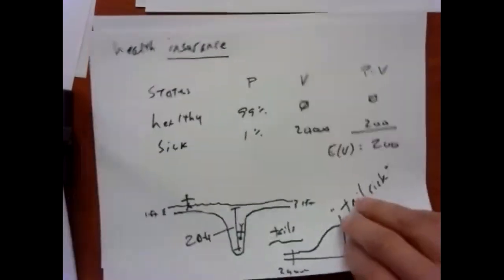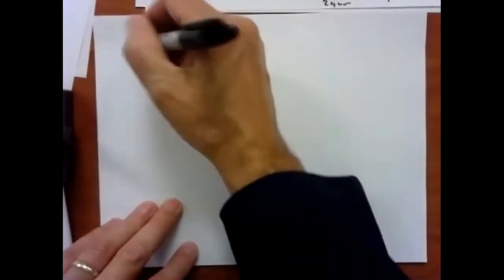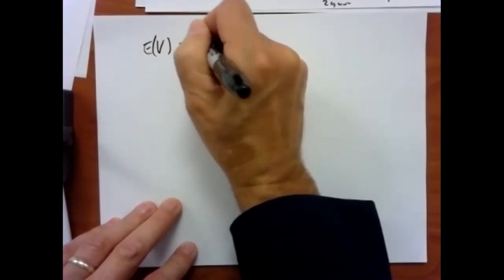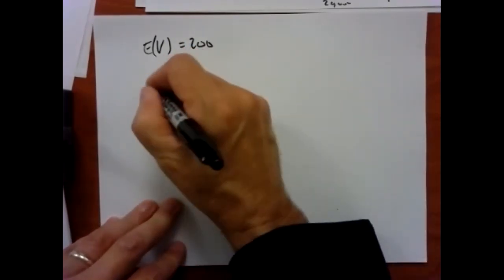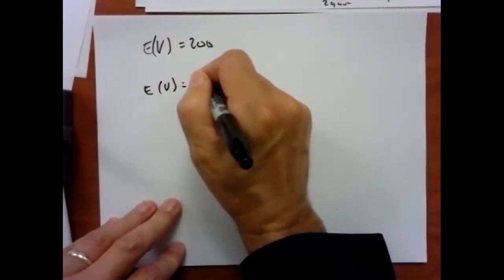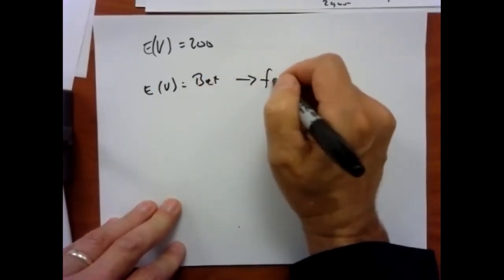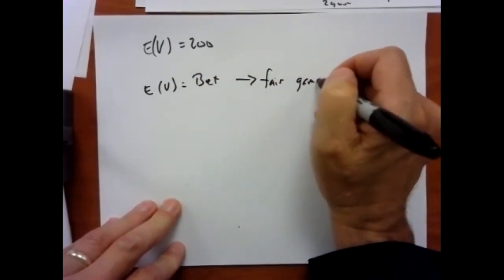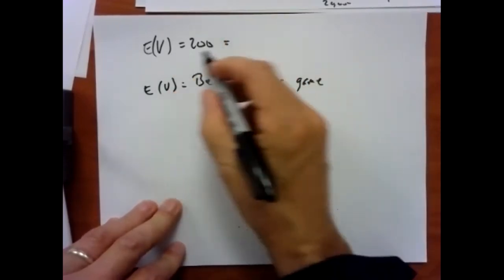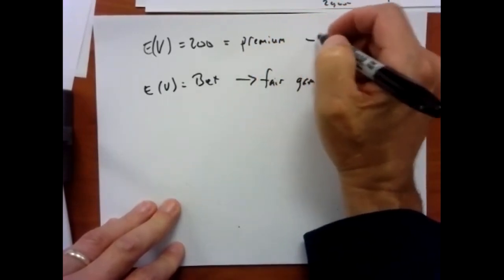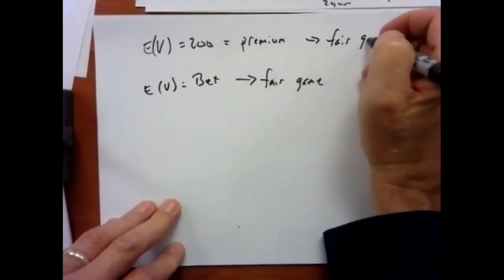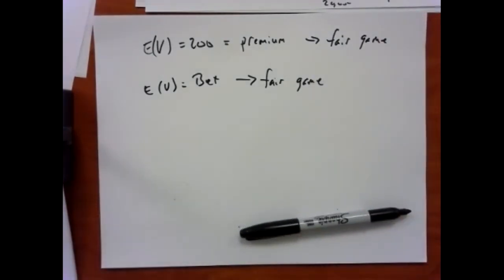Okay, so now we know we have an expected value of 200. We said with the roulette version that if the EV is equal to the bet, then that's a fair game. In this case, I want to say if the EV is equal to the premium, then that is a fair game.